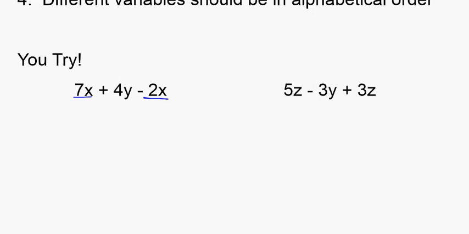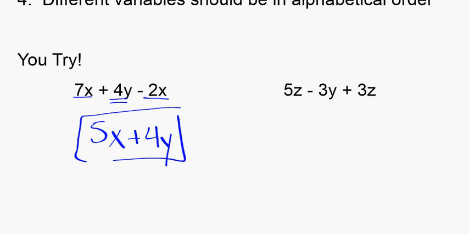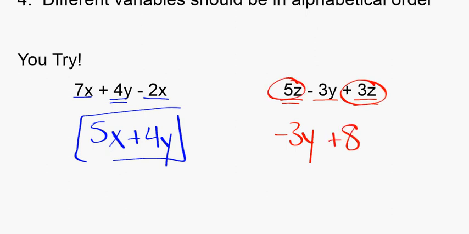X is before Y in the alphabet, so I'm going to combine 7x minus 2x, which is 5x. And then next is our positive 4y. 5x plus 4y. The next example, make sure you do your y first. Y is before z in the alphabet, negative 3y does not change. And your 5z and 3z, they're both positive, so they combine to make 8z.